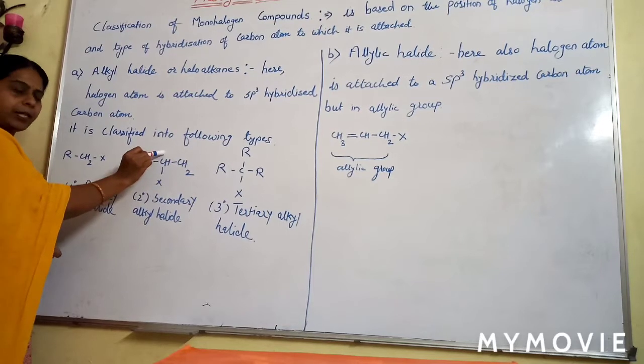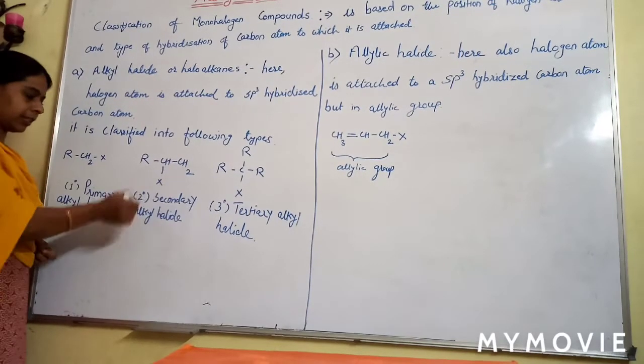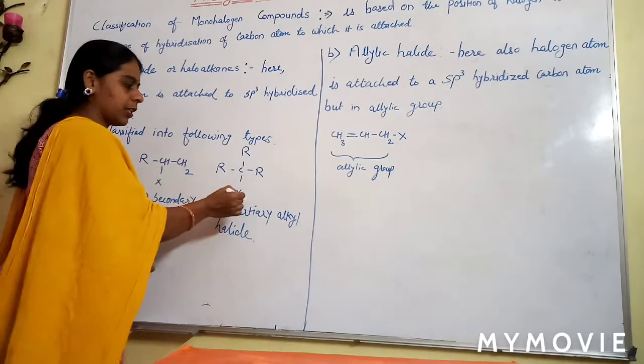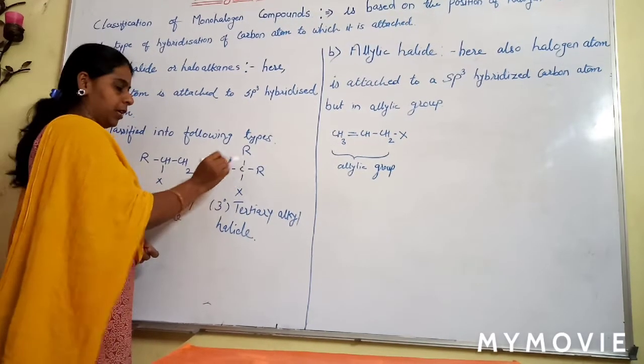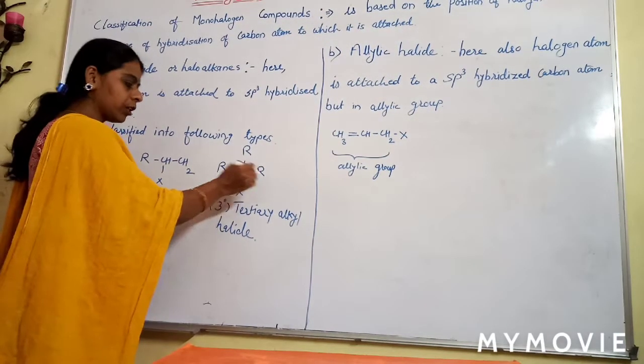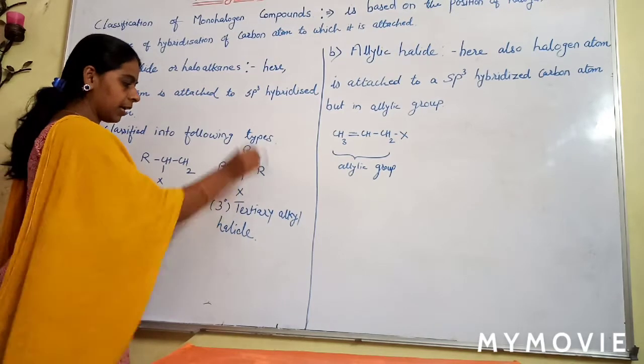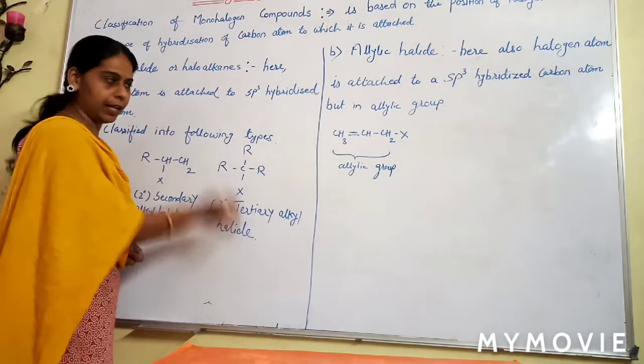This is a secondary carbon atom and the halogen is attached to a secondary carbon atom, hence it is called secondary alkyl halide. Now here the halogen is attached to a tertiary carbon atom. A tertiary carbon atom is that carbon atom which is attached to three different carbon atoms. So this is a tertiary carbon atom, and hence that halide is called tertiary alkyl halide.